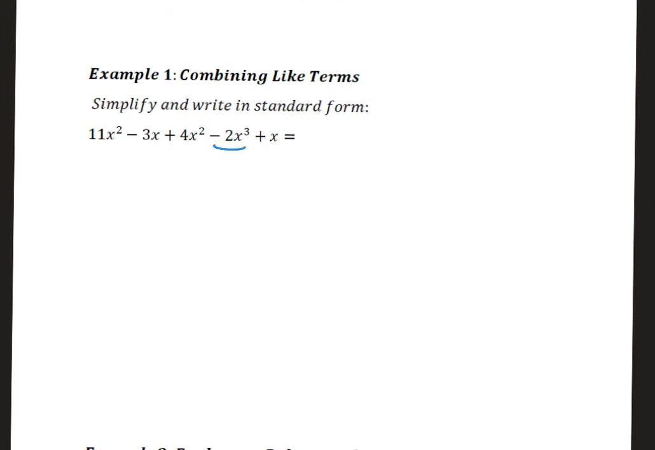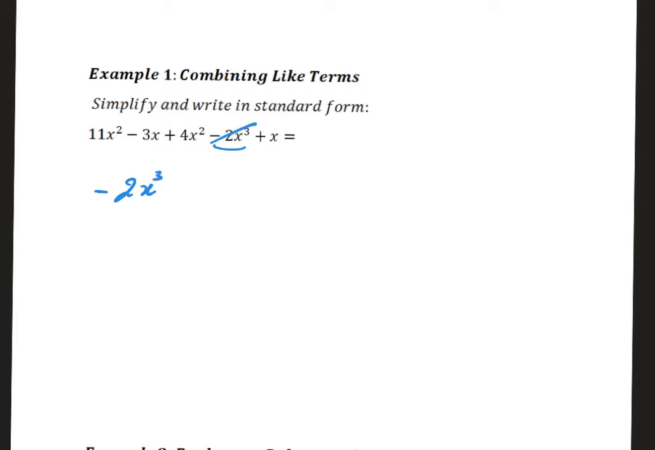So we've got x to the third right here. And we can't combine it, we don't have any other like term like x to the third, so we're just going to write it down here. It's going to be negative 2x to the third. So we're going to cross this one out, we don't need it.